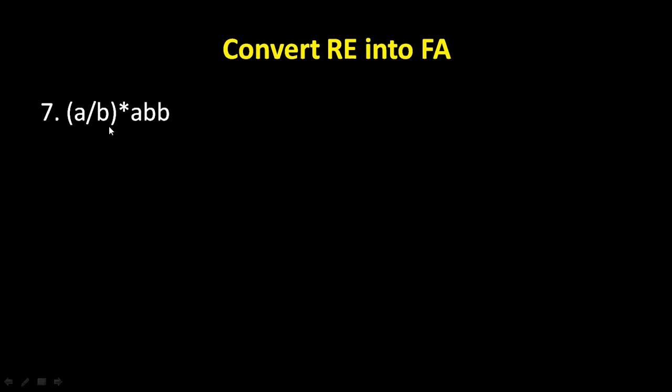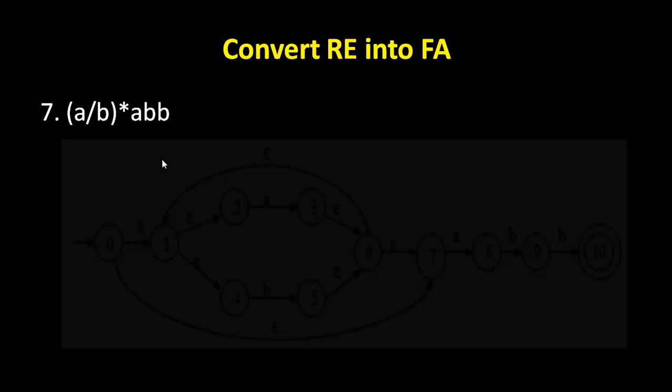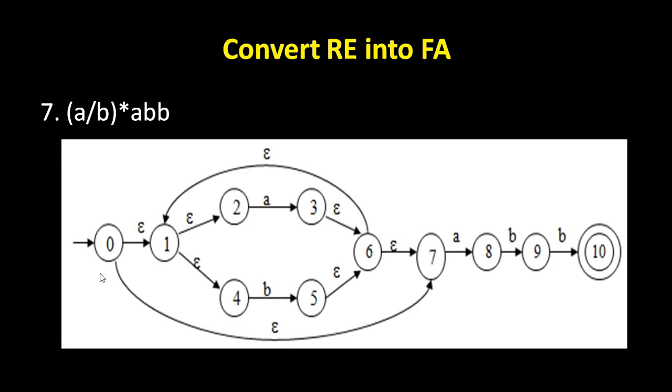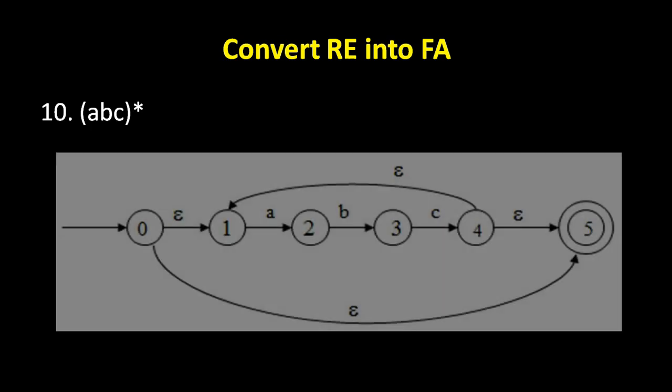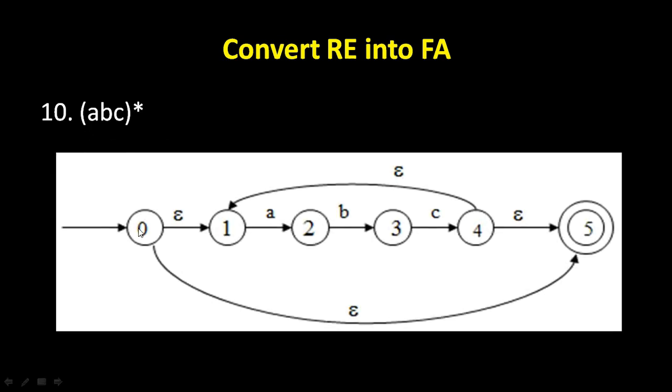Next example is (A or B) whole star ABB. We already know (A or B) whole star. So the transition diagram looks like this. So this part is the (A or B) whole star, followed by ABB. So the combination of the identifier is zero or more A or B, and it should end with ABB. Next example is (ABC) whole star. So this transition diagram looks like this. If there is no character, we can travel from the zeroth state to the final state. Then ABC may come only once or any number of times through this loop.